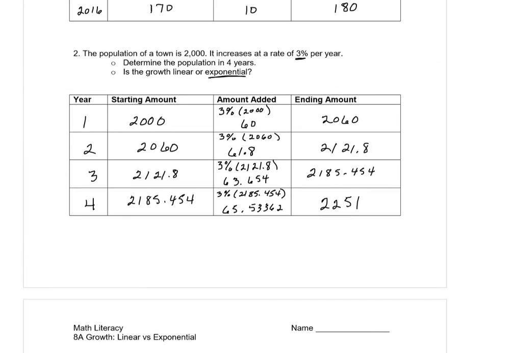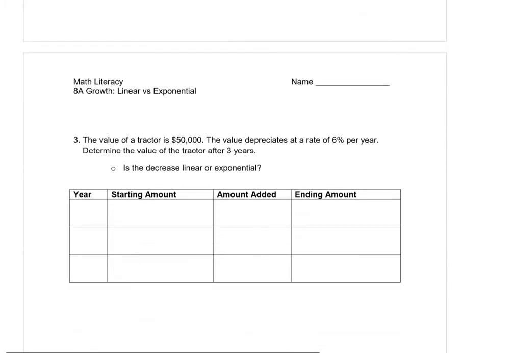What I want you to see here on problem 2, the amount that's added every year gets bigger and bigger. We start off with 60, then we have 61.8, 63, and 65. So this is an example of exponential growth.